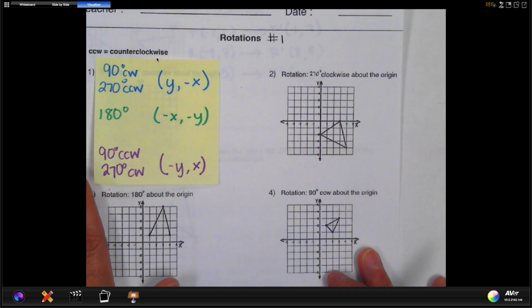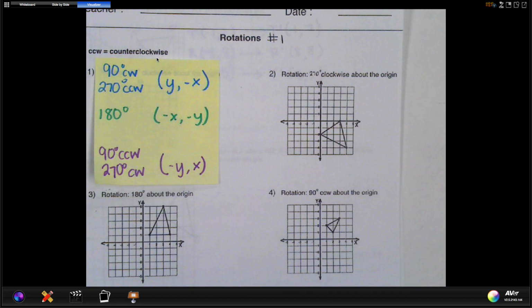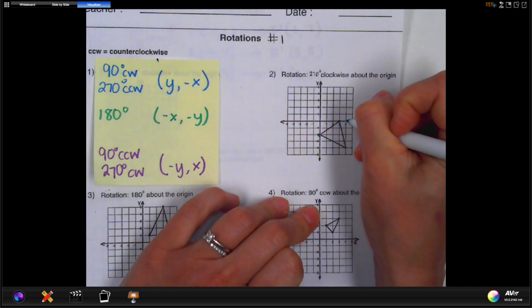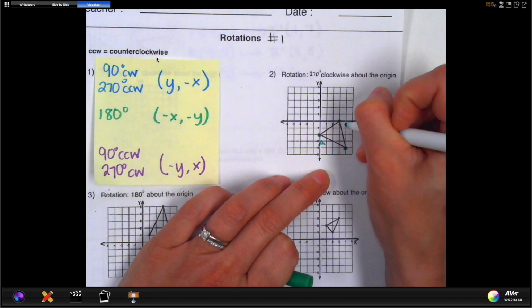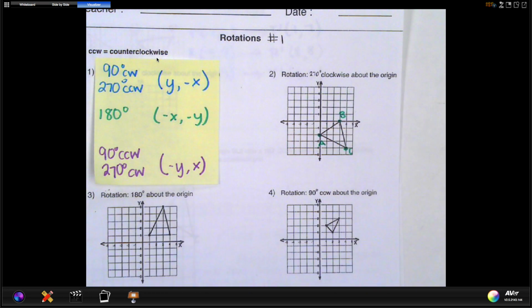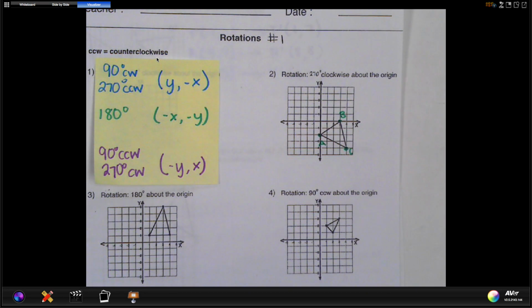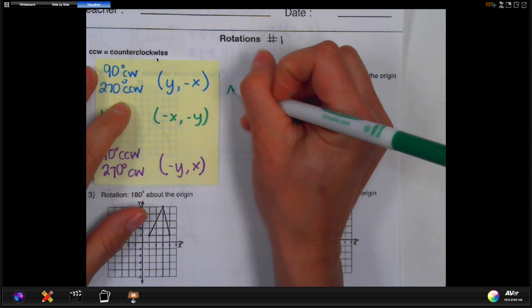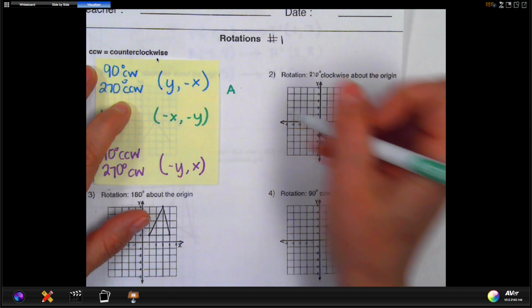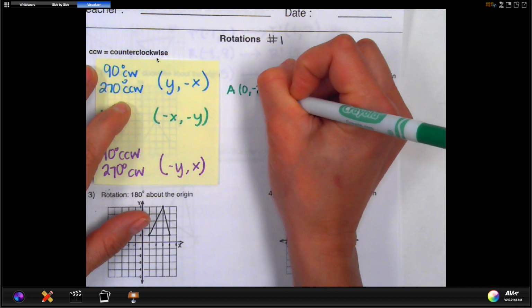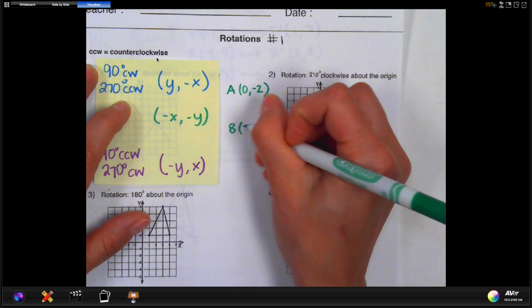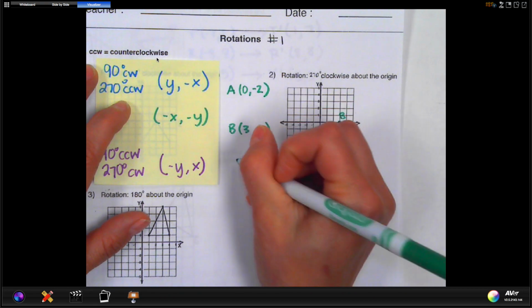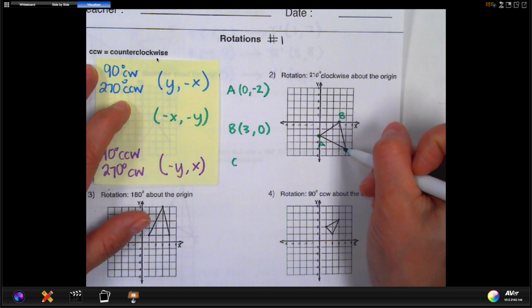Okay, so what we want to do on these, none of them are labeled. So the first thing you want to do is go ahead and label your dots. So there's one here and one here and one here. And if you want, you can just do A and B and C. It doesn't matter what you label them as long as you label them consistently. So our original A is at the point (0, -2). Our original B is at the point (3, 0). And our C is at the point (4, -4).